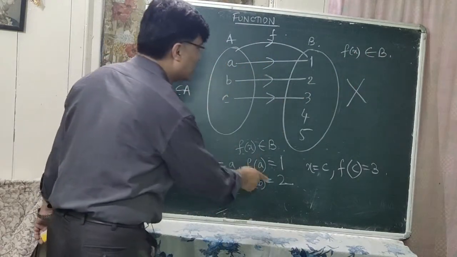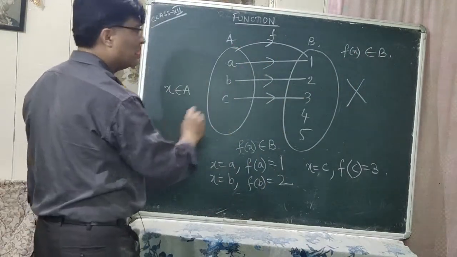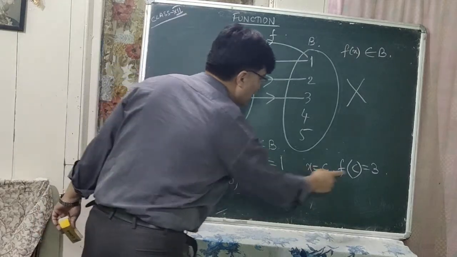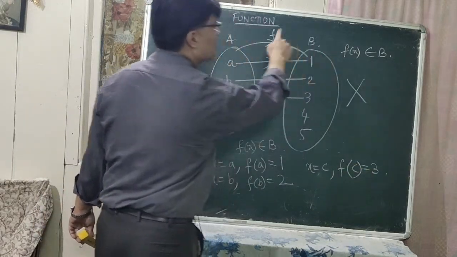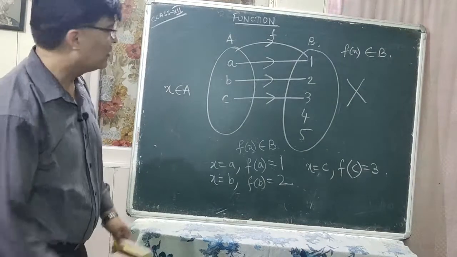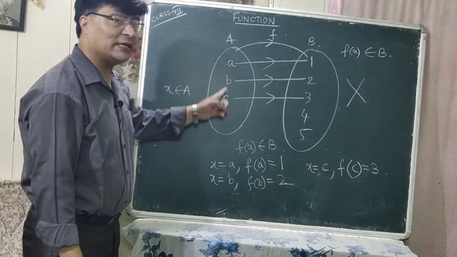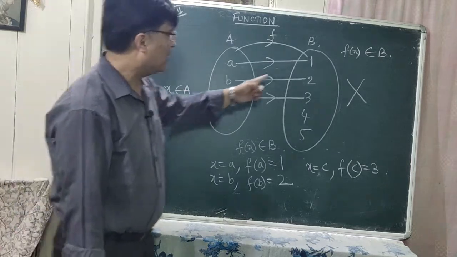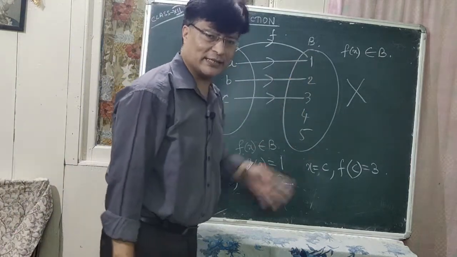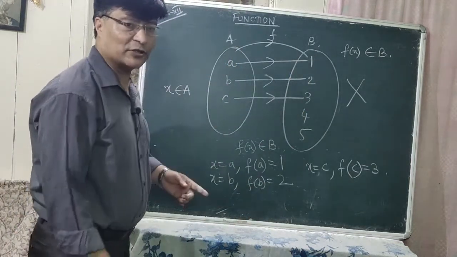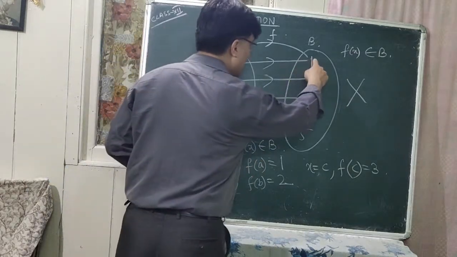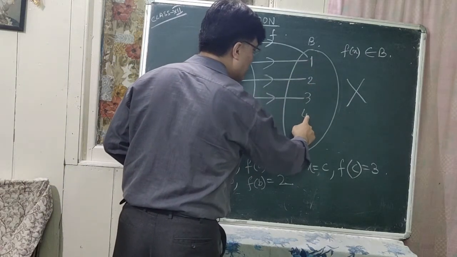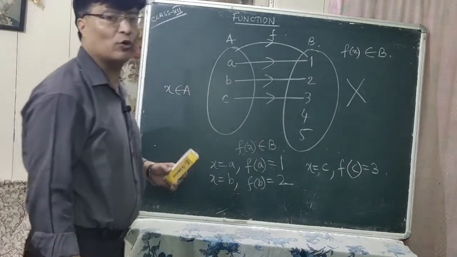This is known as the range of the function f. That is 1, 2, 3 is known as the range of the function f. This a, b, c is known as the domain of the function f, and this 1, 2, 3 is known as the range of the function f, and all these elements 1, 2, 3, 4, 5 is known as the codomain.